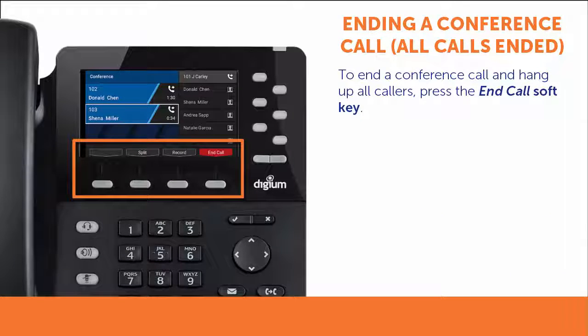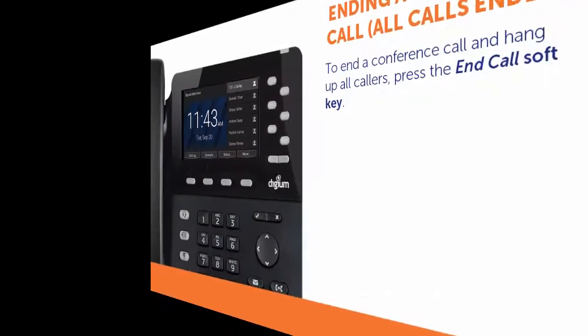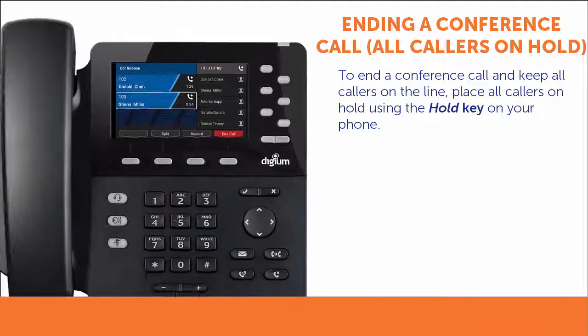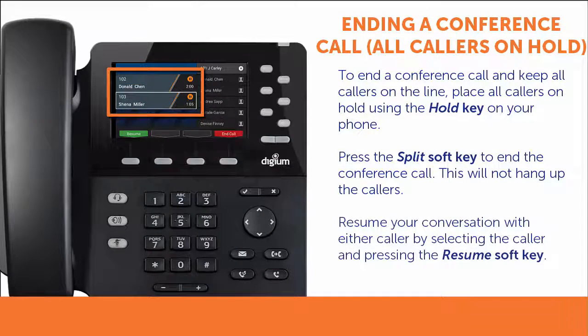To end a conference call, press the End Call soft key. This will hang up all parties on the call. You may also end the conference call and continue talking to either party. To do this, you must first place both callers on hold. Next, press the Split soft key. You now have the ability to resume your conversation with either party by selecting a caller and pressing the Resume soft key.